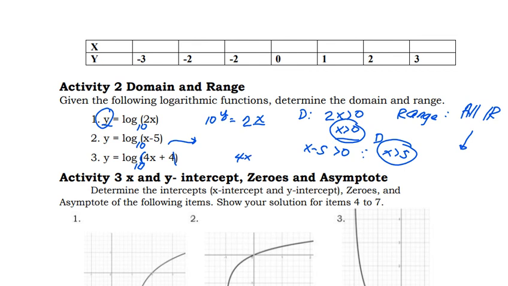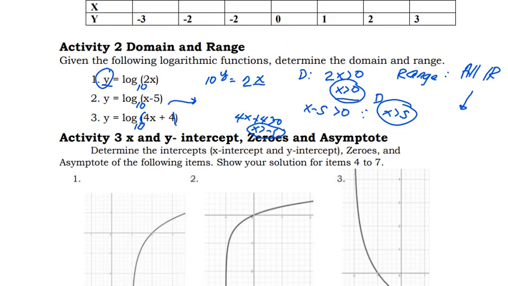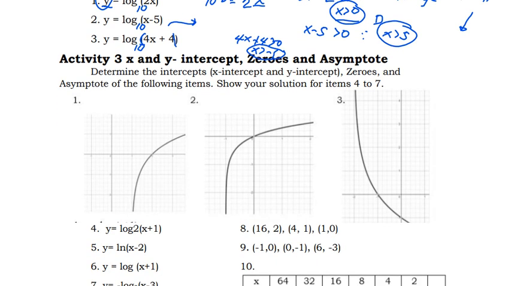This one, 4x plus 4 must be greater than 0. Therefore, x is greater than negative 1. And therefore, ang ating range din ay all real numbers. So, wala tayong problema dyan. Now, finding the x-intercept, zeros and asymptote.